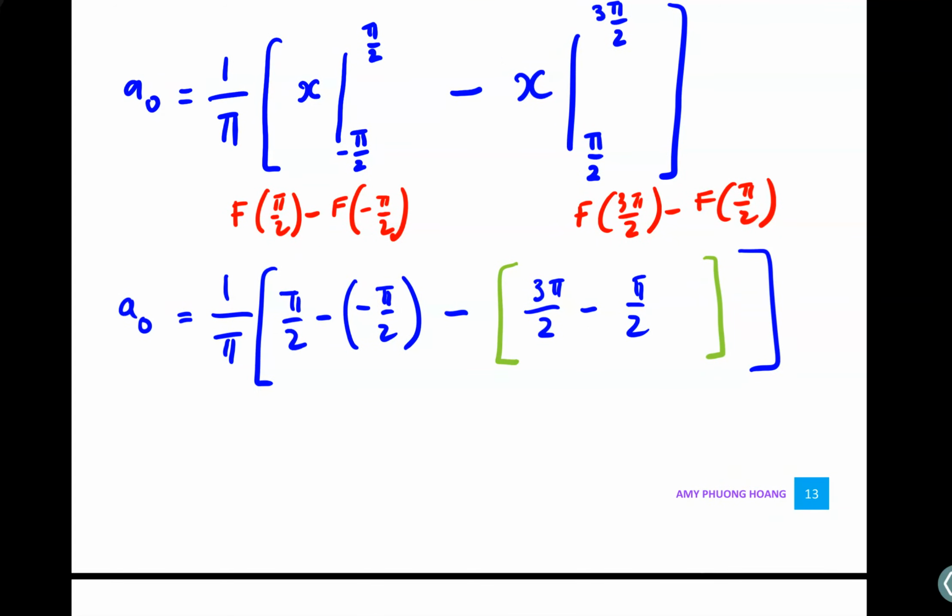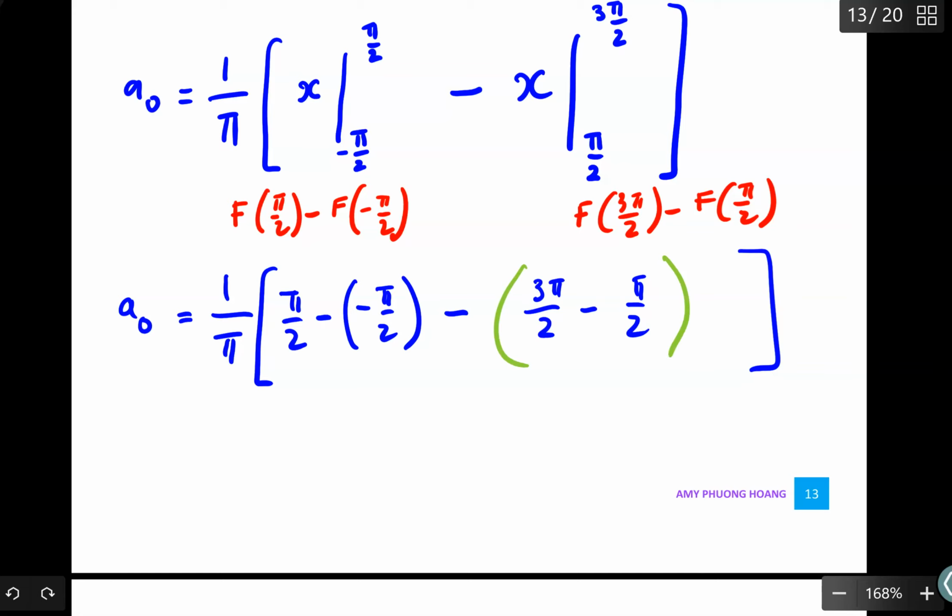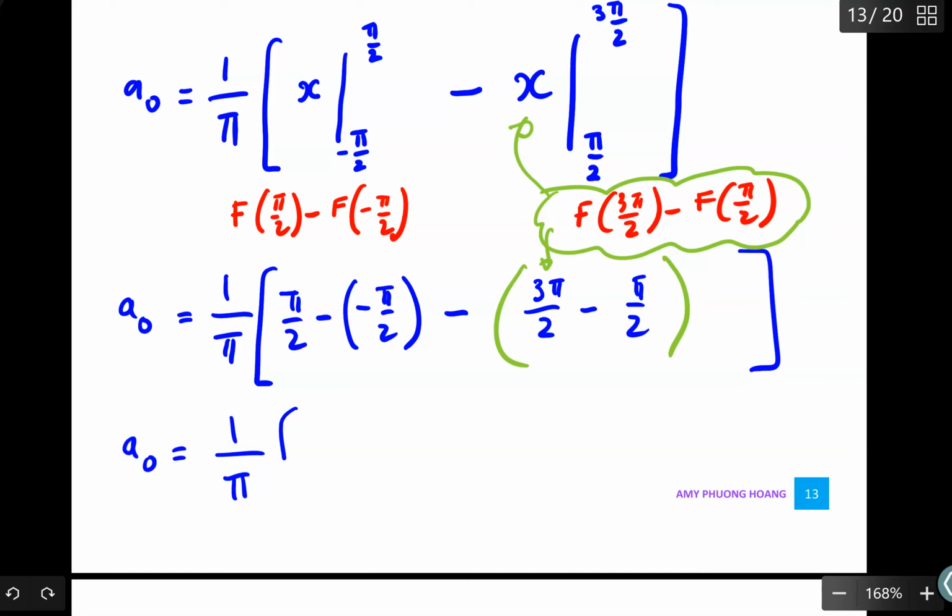So now you can see that I can write this as, I can put a bracket like this. So you see that I apply this part to this x, and right there, that's what we have. Now a naught will be equal to 1 over pi. I should have pi over 2 plus pi over 2. Then for this part I should have subtract 3 pi over 2 plus pi over 2. So let's see what we have.